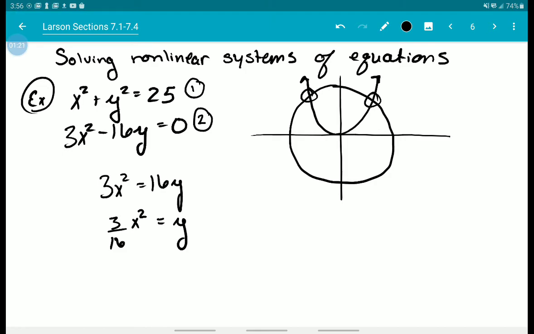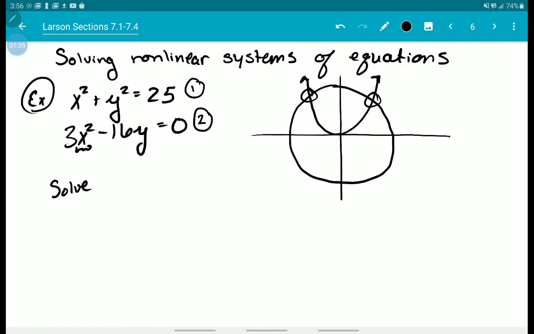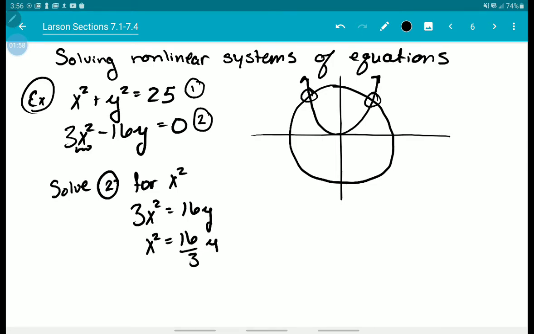So let's do that. Now, if you notice, both of these equations have an x squared in them. We could take that second equation and do a substitution for x squared. And that's going to avoid us having to take a square root of any kind of expression. So let's solve equation 2 for x squared. We would have 3x squared is equal to 16y. And then if we divide by 3, we have 16 over 3 times y is equal to x squared.